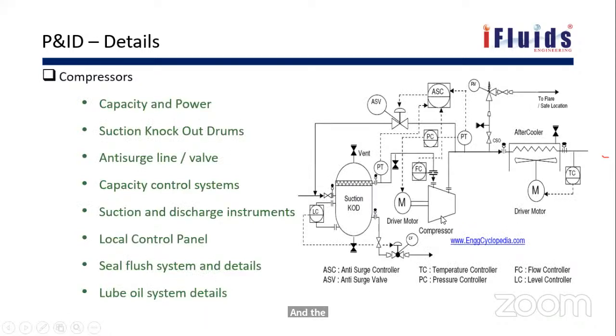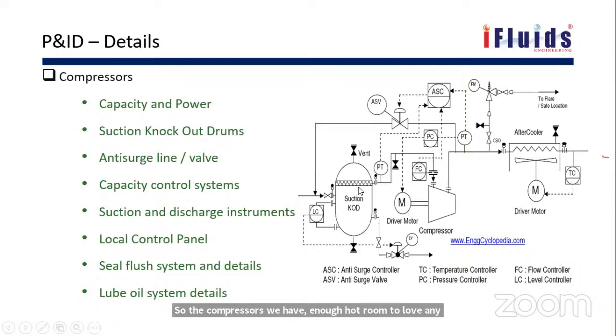Wherever the compressor is there, the compressor will come with a suction knockout drum and a discharge cooler. Because when you compress, the temperature goes high. And the KOD is required because you need to compress only the gas. If liquid goes inside, the compressor will be damaged. So to avoid that, wherever you see a compressor, it will have a knockout drum to knock out any liquid. Even if it is a clean service, they will have a knockout drum, and they will ensure that only gas is going to the compressor.